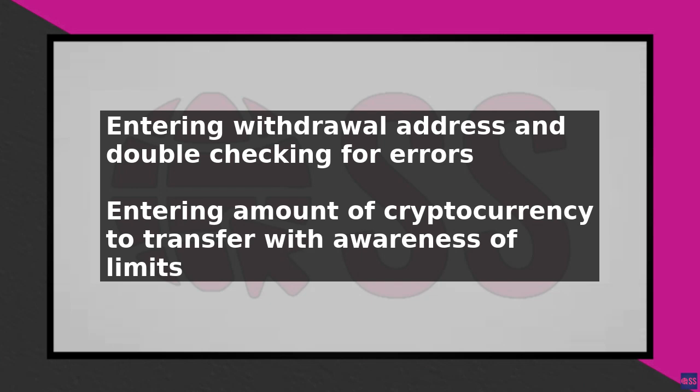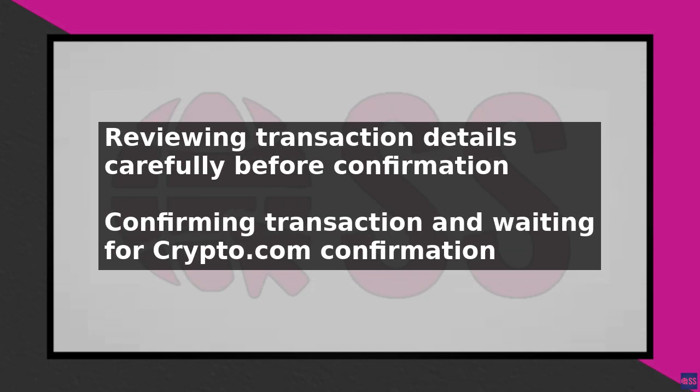If everything is correct, confirm the transaction and wait for the confirmation from Crypto.com. This may take a few minutes, depending on the network traffic and the speed of the Crypto.com system. Once the transaction is confirmed, you can track the status of the transfer on the blockchain by using a block explorer. This will give you an idea of when the funds will be available in your Onchain wallet.